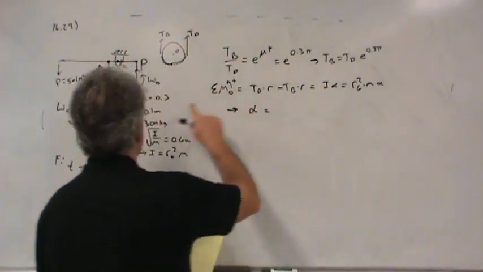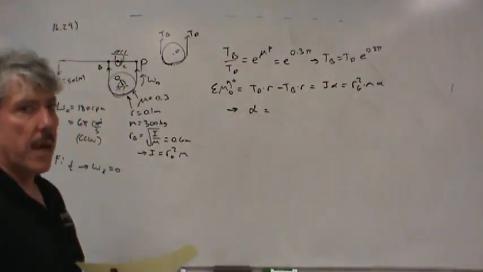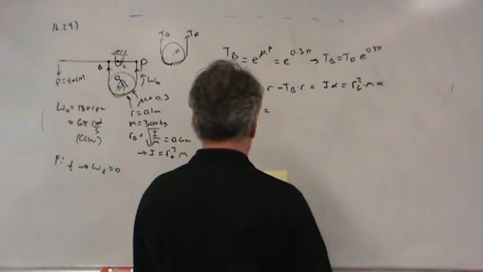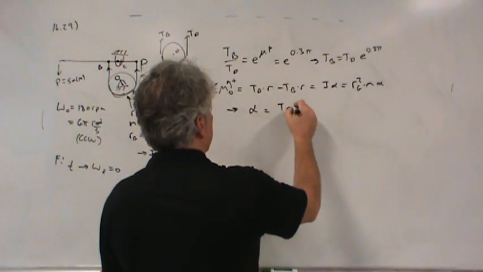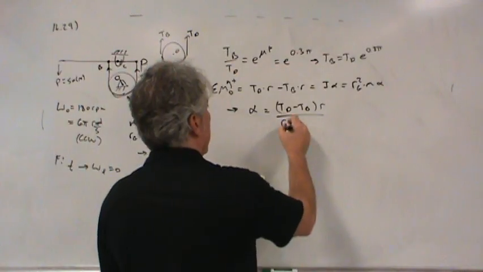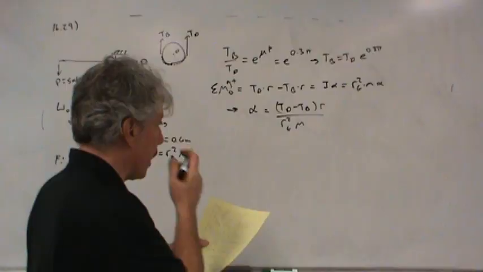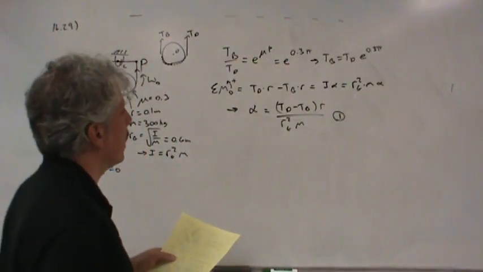Now notice this radius is the radius of the drum, whereas this radius is the radius of gyration. It has to do with how the mass is laid out about the pivot point, the center of the drum and flywheel. And notice we can factor out an r, so I just wrote TD minus TB times r divided by rg squared times the mass in the denominator. Okay? I call this equation 1 because we don't yet have enough information to plug in here.